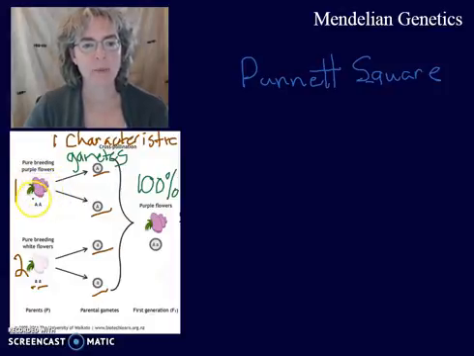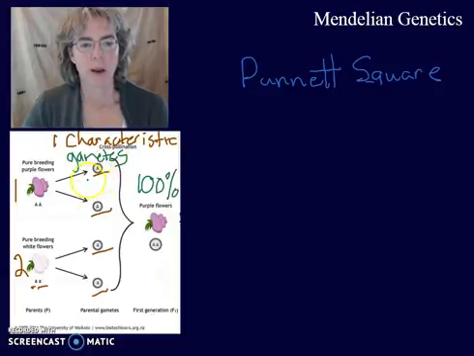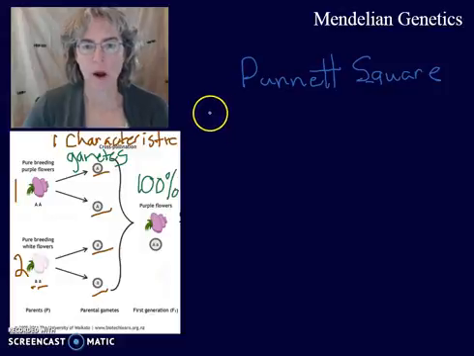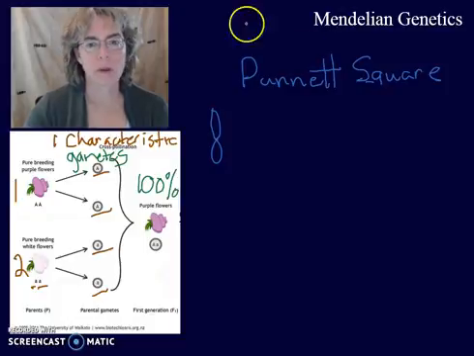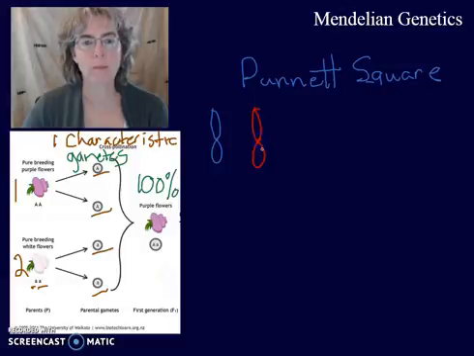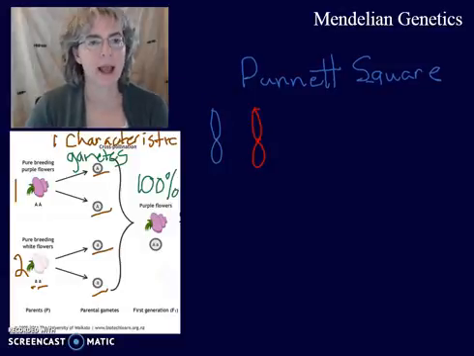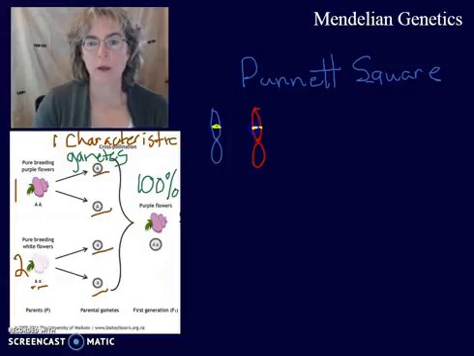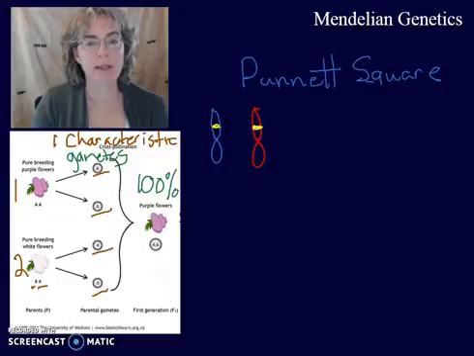Okay, so we know from studying meiosis what gametes this individual with a purple flower can produce, and let's go ahead and draw that out. These are our chromosomes from mom and from dad, and it has the allele on it for the protein that makes the pigment.